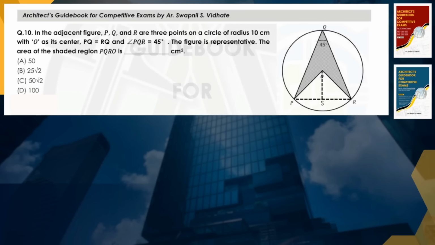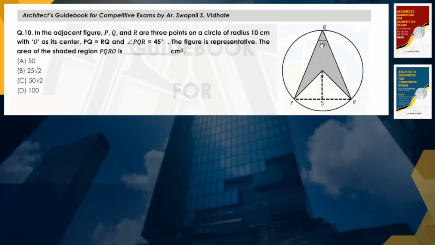Question 10. In the adjacent figure, P, Q and R are 3 points on a circle of radius 10 centimeter. Here, OP with O at its center. PQ is equal to RQ. And angle PQR is 45 degree.